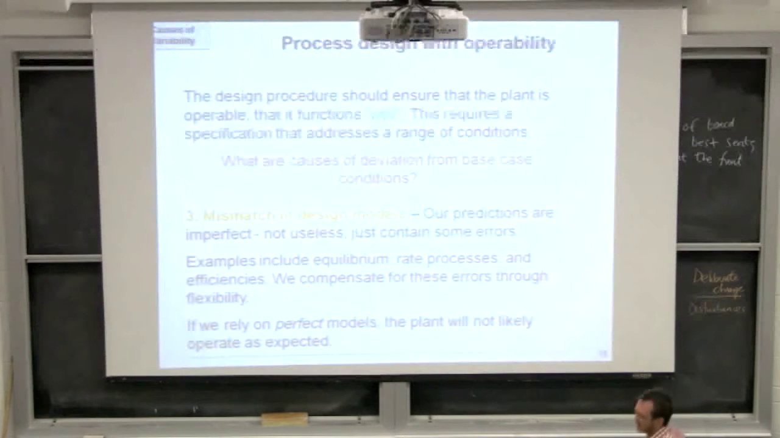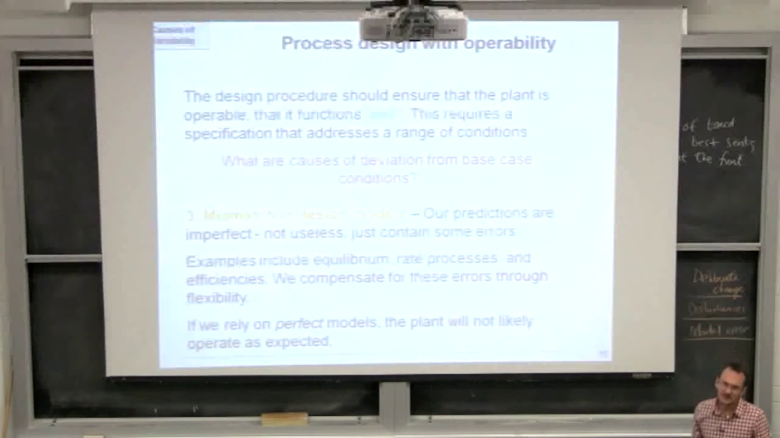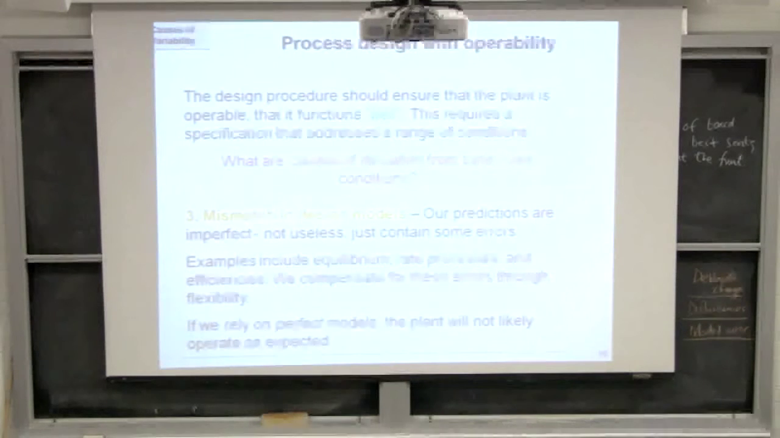The third one uses a different title, mismatch in design models. I'll just simply call that model error. Okay, that one can be summarized fairly succinctly by simply recognizing that the tools that you simulate your plant with, Aspen, HYSYS, maybe it's a crude Excel spreadsheet where you've got reaction coefficients in it, those are not perfect models. There's always error. Okay, for those of you that are going to take the 4C3 statistics course with me next term, that theme will come up regularly.